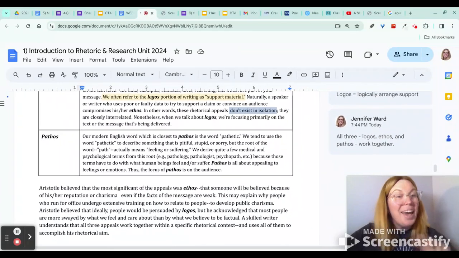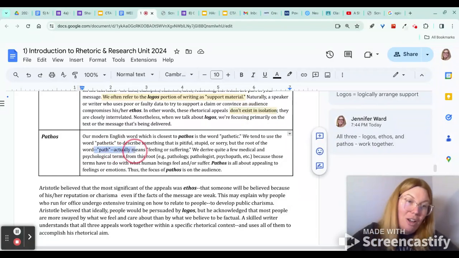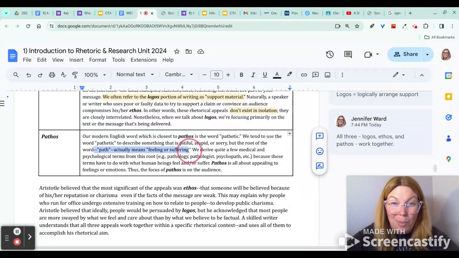Last one, pathos. Hey, that's our root word of the week, path, meaning feeling. So our modern English word, which is closest to pathos, is pathetic. We tend to use the word pathetic to describe someone that is pitiful, stupid, or sorry, but the root word path, hey, look, do we get extra credit? Because this literally is our word of the week this week, means feeling or suffering.